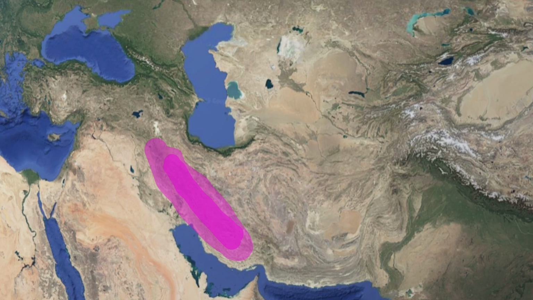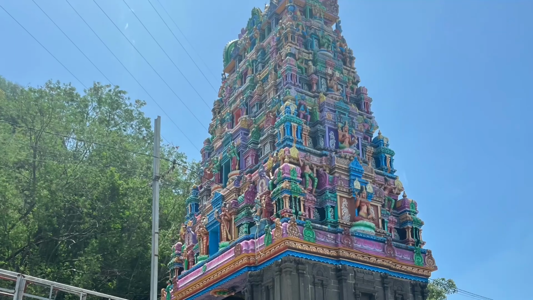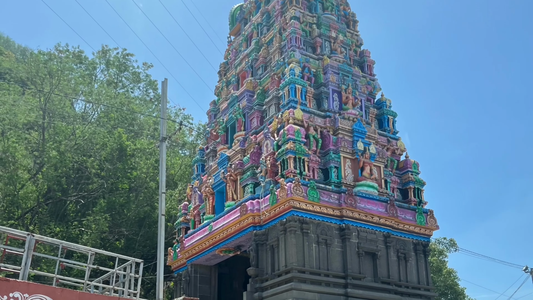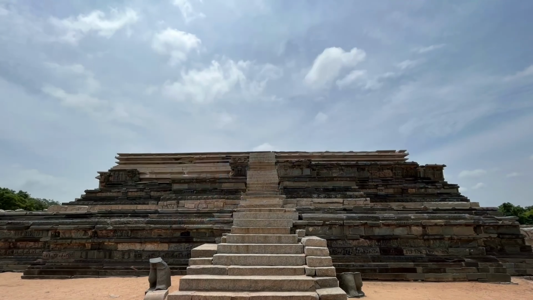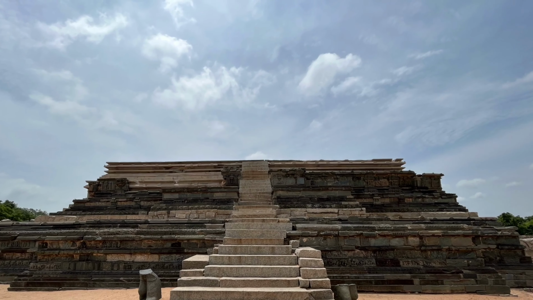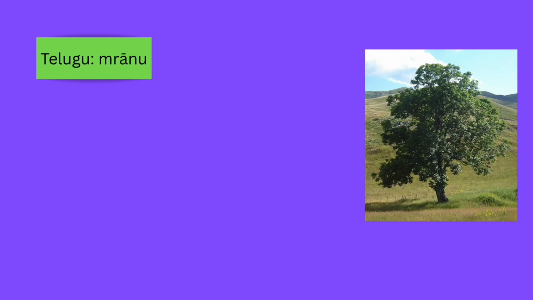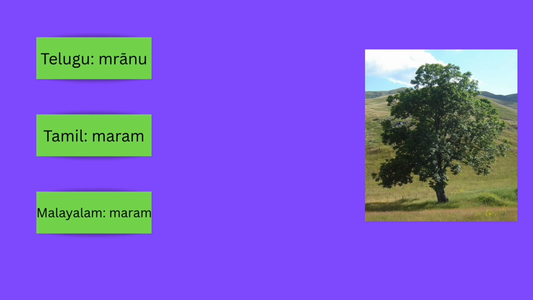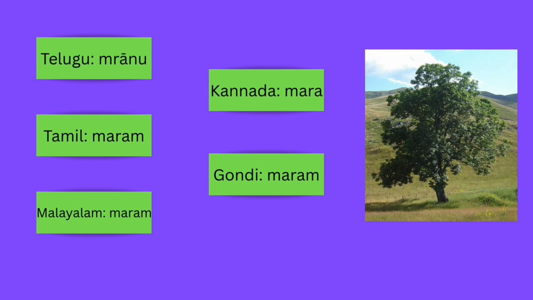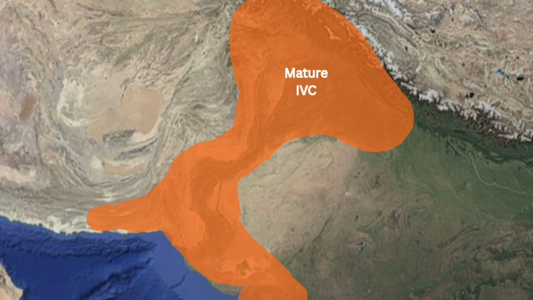However, these Zagrosian people hold a very special place in my heart for a very significant reason. You see, my native language is Telugu, and I am a proud Telugu speaker. I'm from Andhra Pradesh, of course. These languages share many cognates with each other. For example, tree in Telugu is Mranu, compare Tamil Maram, Malayalam Maram, Kannada Mara, and Gondi Maram. These languages, just like the Indo-European languages, go back to a common ancestor which we call Proto-Dravidian.